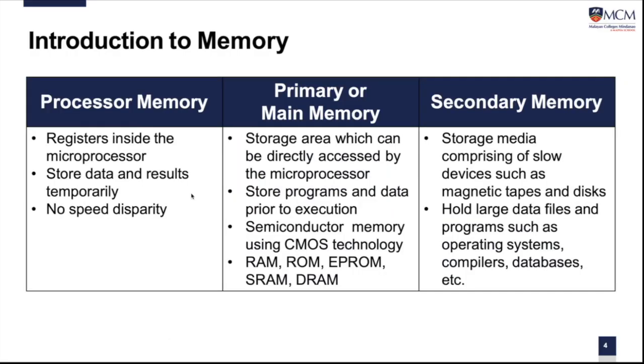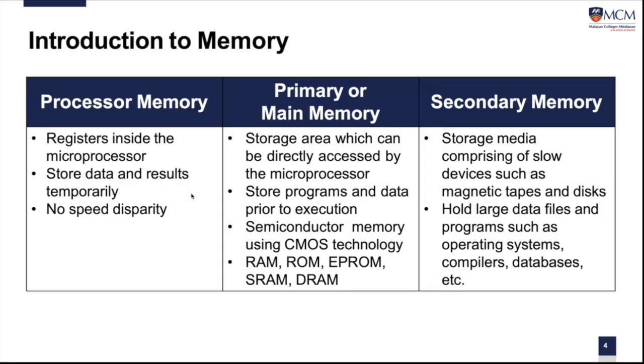The processor memory, as you've seen earlier, consists of registers inside the microprocessor that store data and results temporarily. For primary or main memory, which I mentioned, the RAM, you have SRAM and DRAM. In the 8086, we primarily use SRAM or static RAM. The primary or main memory is the storage area which can be directly accessed by the microprocessor.